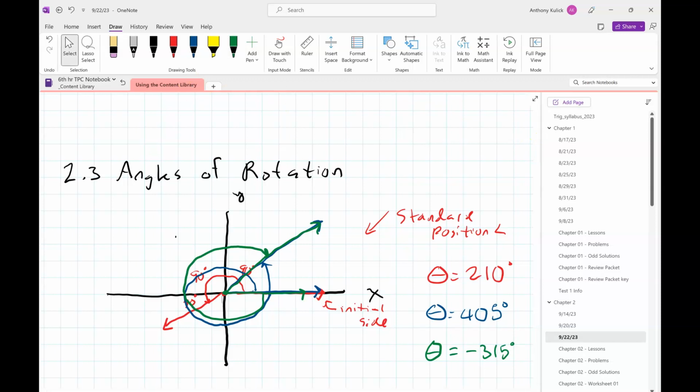Okay. So this skill of being able to draw a standard position angle is a critical skill going forward. You absolutely need to be able to draw these angles effectively. You need to be able to make sure that the terminal side is in the correct quadrant. You need to be able to tell what the angles here and here would be. But again, not hard. All we're doing is basically adding and subtracting things, right? To do that. Everybody's cool?